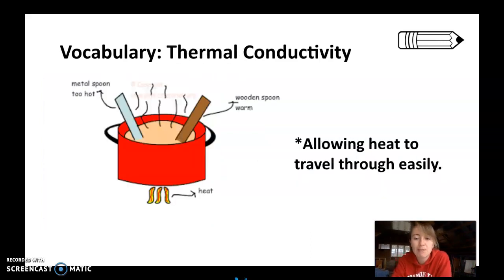All right, thermal conductivity. This is how well something allows heat to travel through. So if you have ever helped your family cook and you've used an oven, then you have probably had to take out the pan from the oven using hot mitts, right?